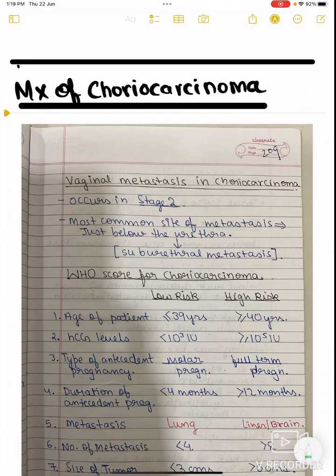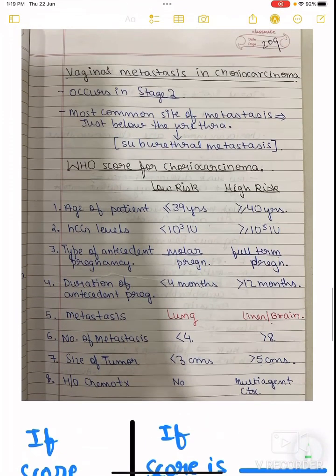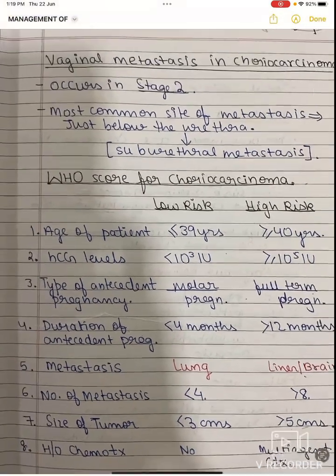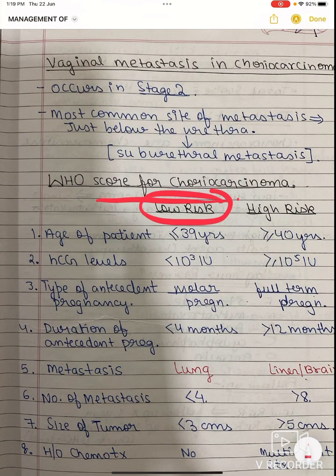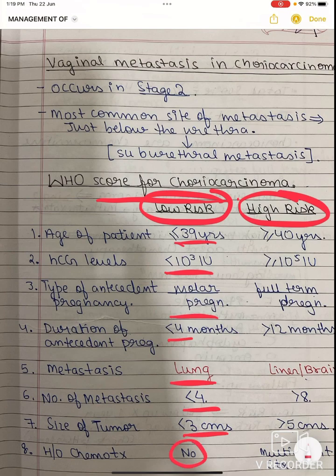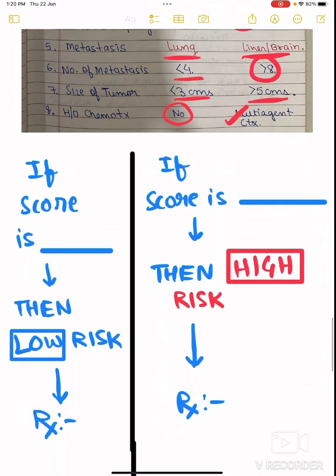Now, coming to the management of choriocarcinoma. As you can see in this picture, WHO scoring for choriocarcinoma has low risk features and high risk features, right? Age less than 39, HCG levels less than 10 to the power 3 international units, antecedent molar pregnancy, less than 4 months duration, metastasis present in lungs, number of mets less than 4, size of tumor less than 3 centimeters, and no history of chemotherapy are considered low risk. Whereas age more than 40, HCG levels more than 10 to the power 5, full term pregnancy, more than 12 months duration, liver and brain mets, more than 8 mets, tumor size more than 5 centimeters, or multi-drug chemotherapy given before are high risk features, right? So based on this low risk, high risk, scoring is done.